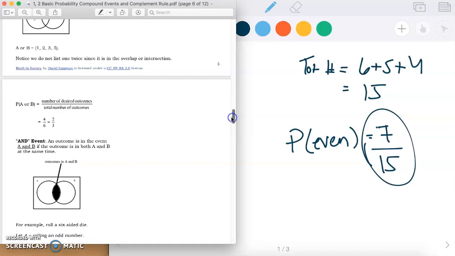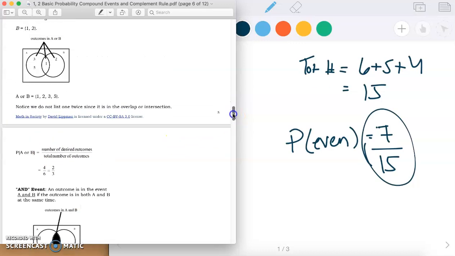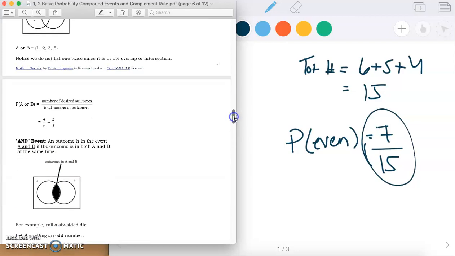So the probability of A or B, remember, is the number of desired outcomes divided by the total number of outcomes, and it asked what was the probability of getting A or B. There are 4 possible outcomes in A or B, so that's 4 over the total number of outcomes, which is 6, right? We have a 6-sided die, so when we reduce that we get 2/3.